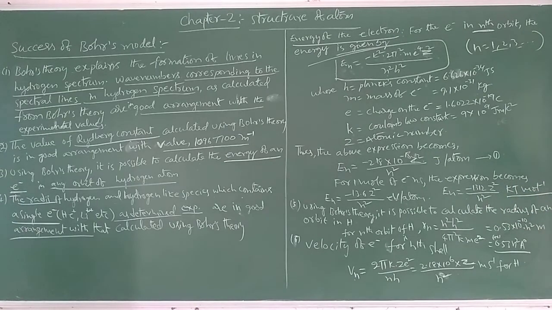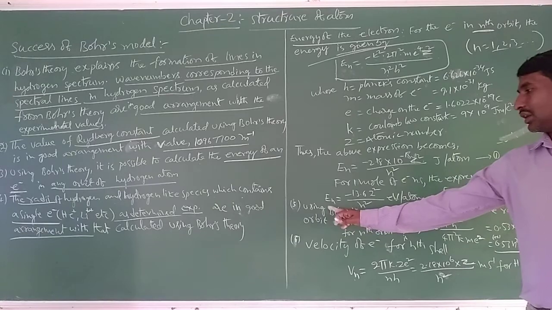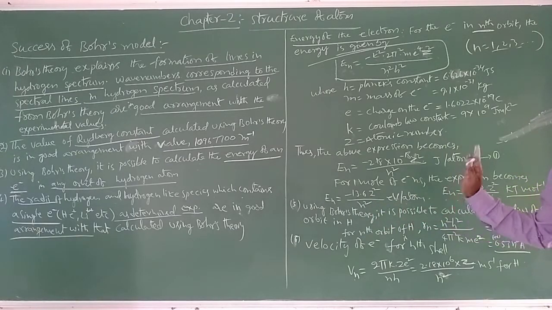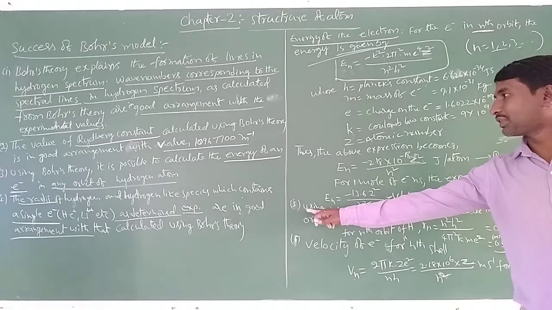In kilojoules per mole, that value is minus 1312 Z square by n square. This value is minus 2.18 into 10 power minus 18 into 6.022 into 10 power 23. When this is calculated, En becomes minus 1312 Z square by n square kilojoules per mole. Then in electron volts, the value is minus 13.6 Z square by n square electron volts per atom.